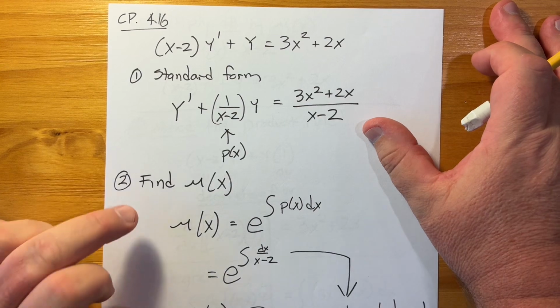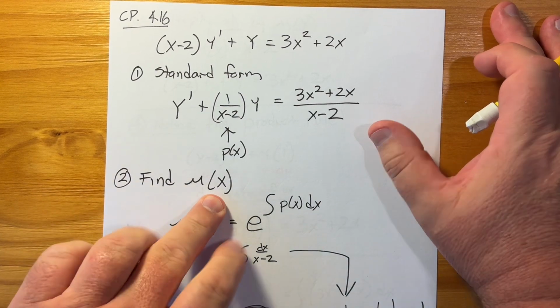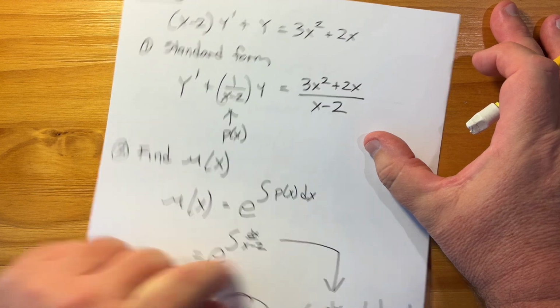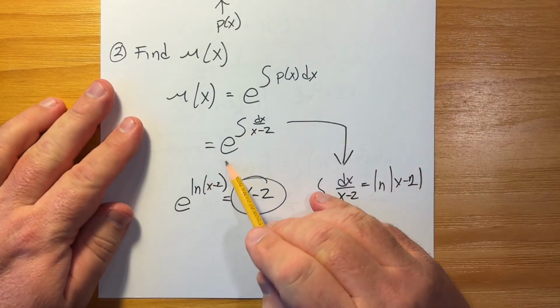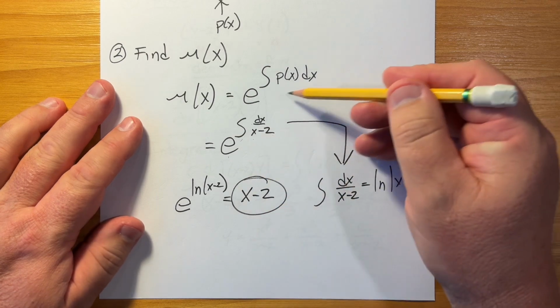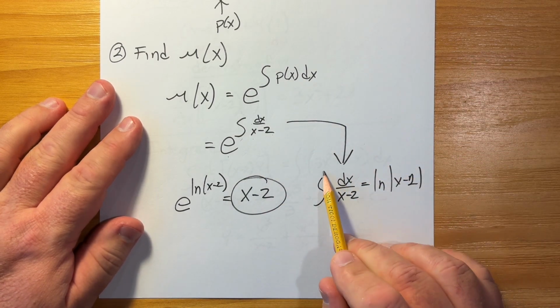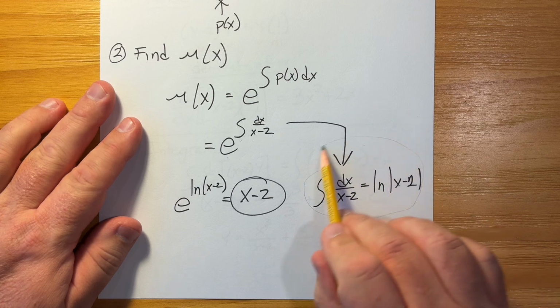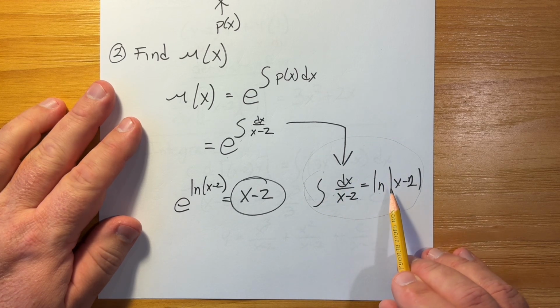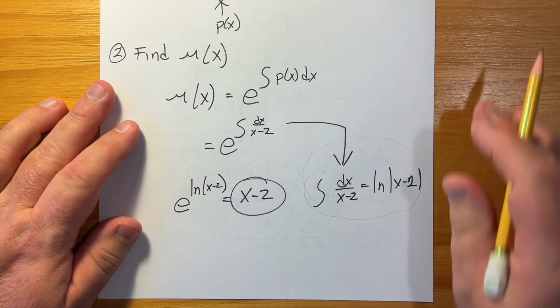After it's in standard form, our next step is to find the mu of x. Mu of x is e to the integral of whatever p of x is. So this is e to the integral of dx over x minus 2. So I'm pulling that over here. What is that? Well, I'm sure you see that the integral of dx over x minus 2 is the ln of the absolute value of x minus 2.